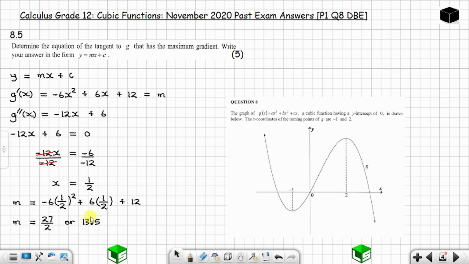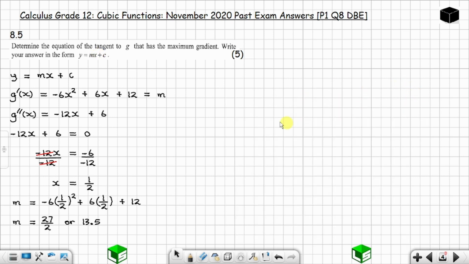Now let's carry on and have what? The equation of the tangent. Okay, so the equation of the tangent is to be written in this form: y is equal to mx, what is m? 27 over 2, x plus c. Okay, now you need to find c. You need to use a point on the tangent to solve for c.